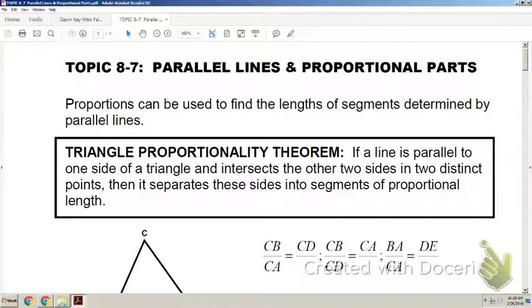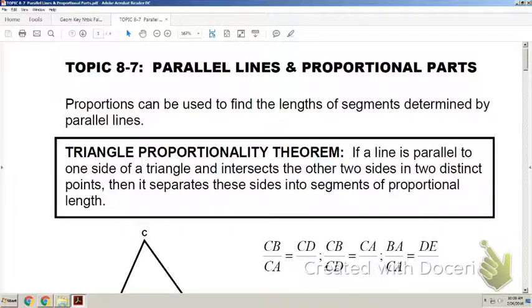Okay, this is section 8.7, parallel lines and proportional parts. So what you're going to do is use proportions to solve for missing parts of triangles. And we're also going to look at triangles with parallel lines. You can set up your proportions in different ways.